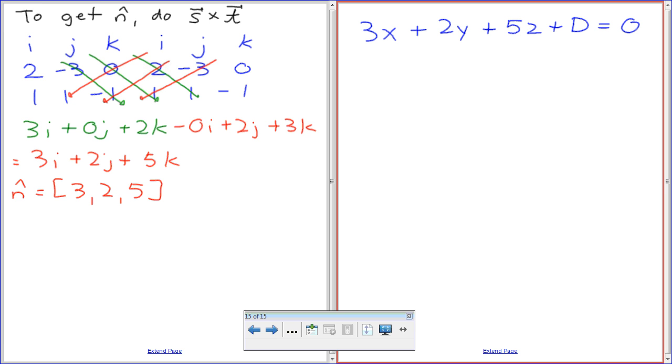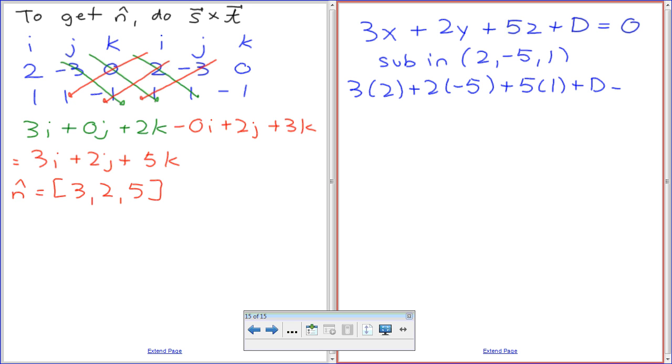Does everyone else feel okay about what just happened? Now this turns into exactly what we just did in the last question. So we're going to sub in the point, because we have (2, -5, 1), right? And that's going to give us our d then. So it's going to be 3 times 2 plus 2 times negative 5 plus 5 times 1 plus d equals 0.